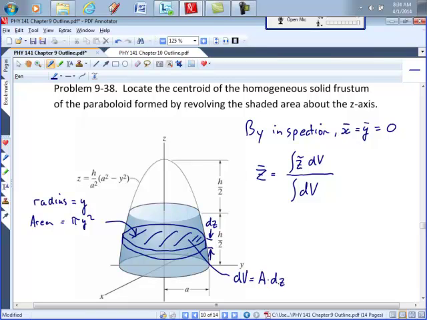All right, but it looks like we're going to be integrating with respect to z, so I need to express y in terms of z. So how would we solve this for y?